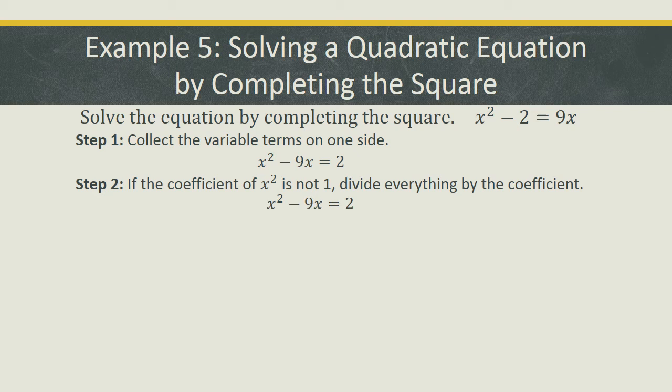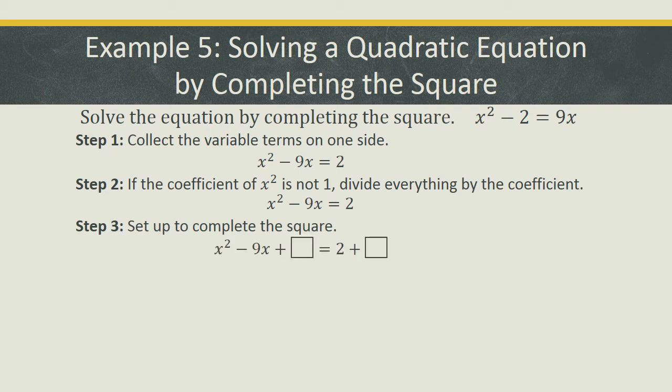Next step, set up to complete the square. So in doing that, I add my empty boxes. I'm going to add the value here, and we're doing this because if you add something on one side, you have to do it on the other. Now we need to find our b over 2 squared. b is negative 9, so negative 9 halves squared: you square the top, you square the bottom. A negative times a negative is positive, so I get 81/4.